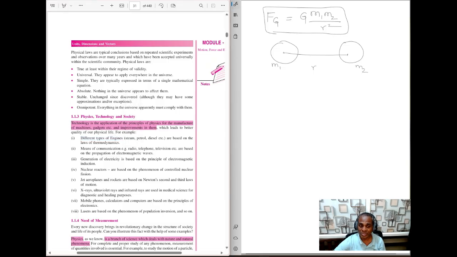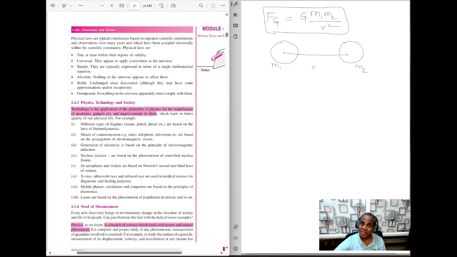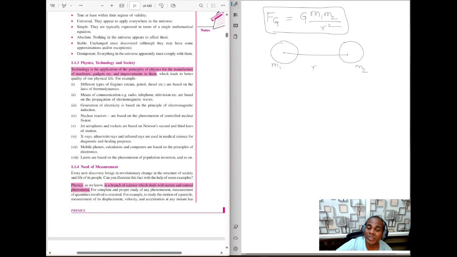Similarly, means of communication, developing from radio, television, and all the way to today's mobile phones and laptops, etc. The generation of electricity, which is based on the principle of electromagnetic induction. Nuclear reactors, jet airplanes and rockets, X-rays, ultraviolet rays used in medical science, mobile phones, calculators, computers, lasers, etc. I hope we have understood the scope of physics, the laws of physics, what are common features of the laws of physics, and also what is the relation between physics, technology, and society.